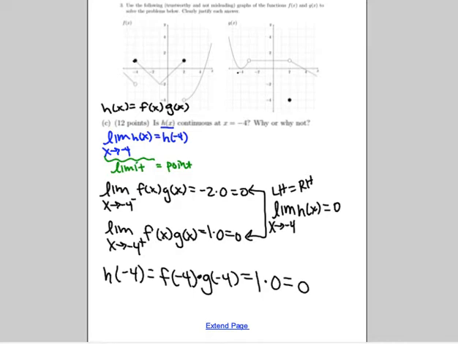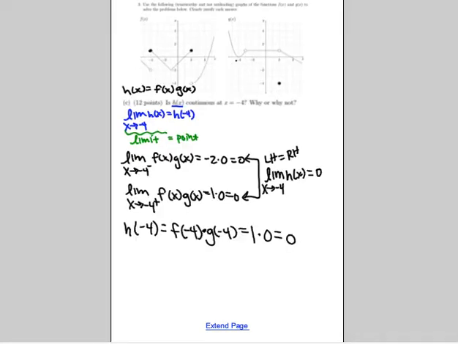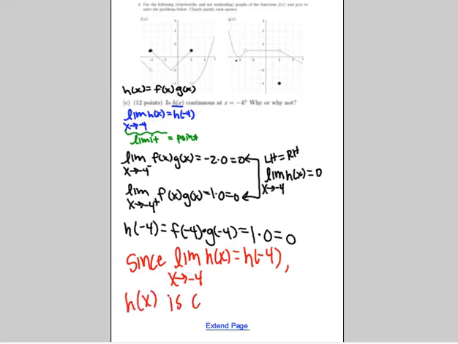So are all three things equal? So is it continuous? It is. So why or why not? Since my limit as x approaches -4 of h of x equals h of -4, h of x is continuous at -4. So that would be showing that it's continuous.